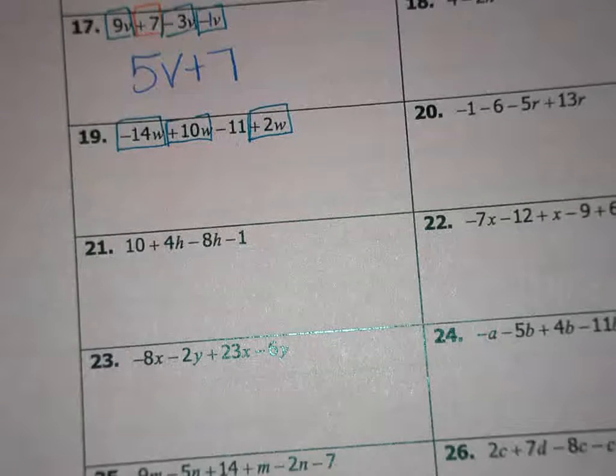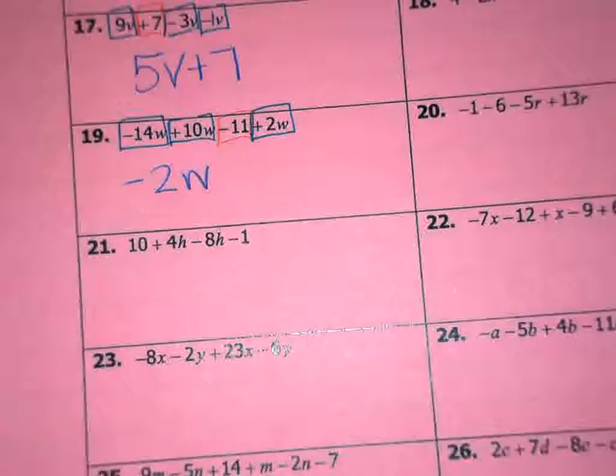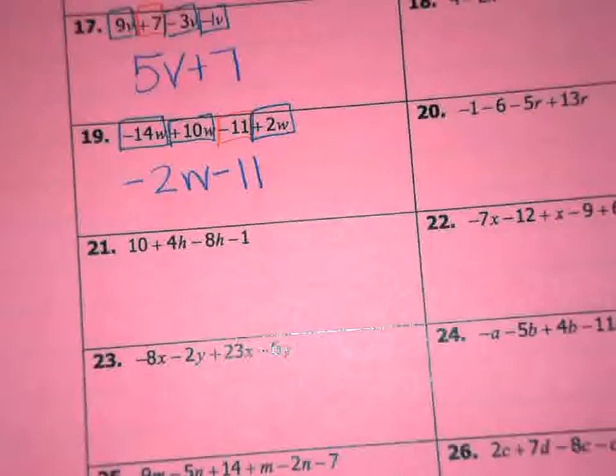Here's where we have to remember our integer rules. The first couple problems, we didn't really have any integer rules there. Negative 14w plus 10w. What is that? Negative 4w. And then I have negative 4w plus 2w. Good, so I would write negative 2w. So you just have to remember your integer rules along with it. And what's my last term? Minus 11. So what should I write as my answer? Negative 2w minus 11. Very good.